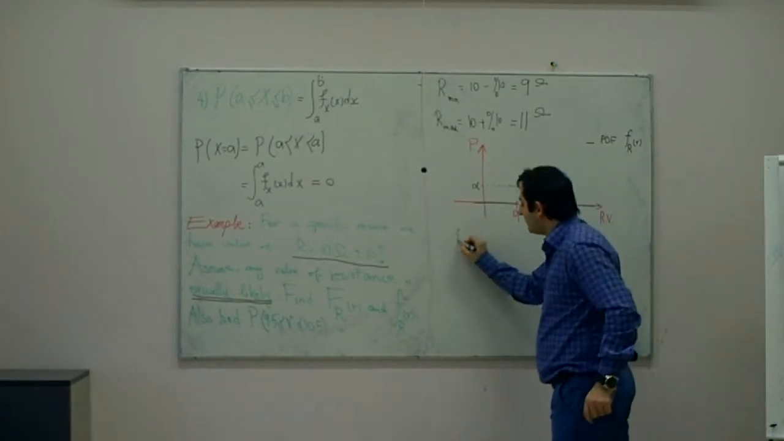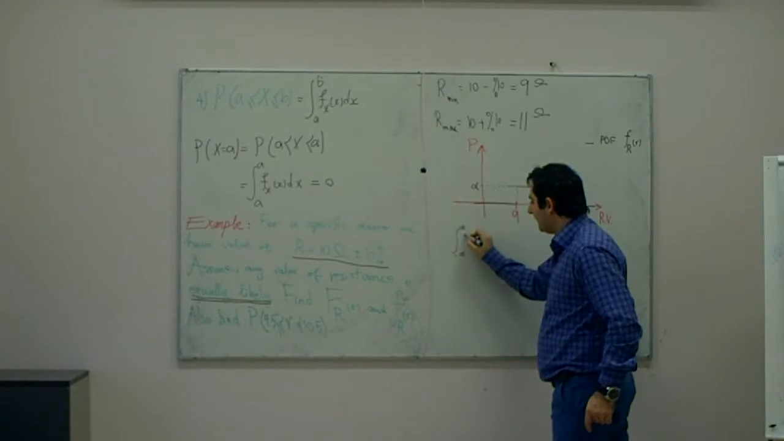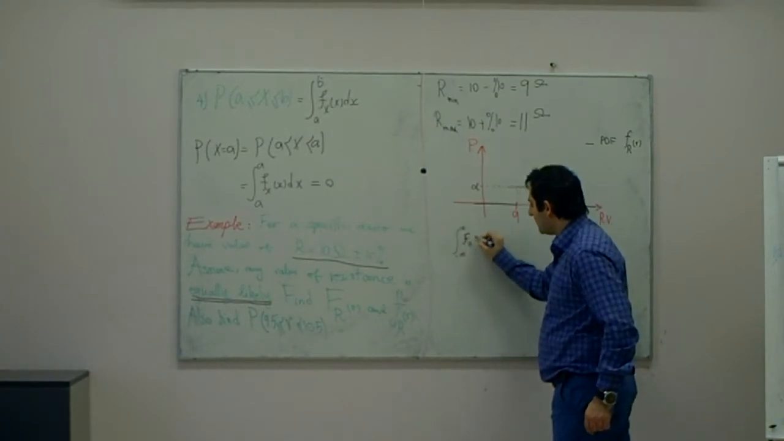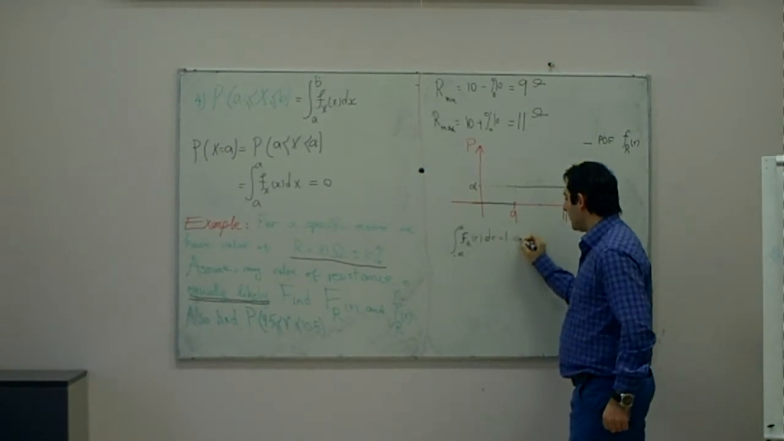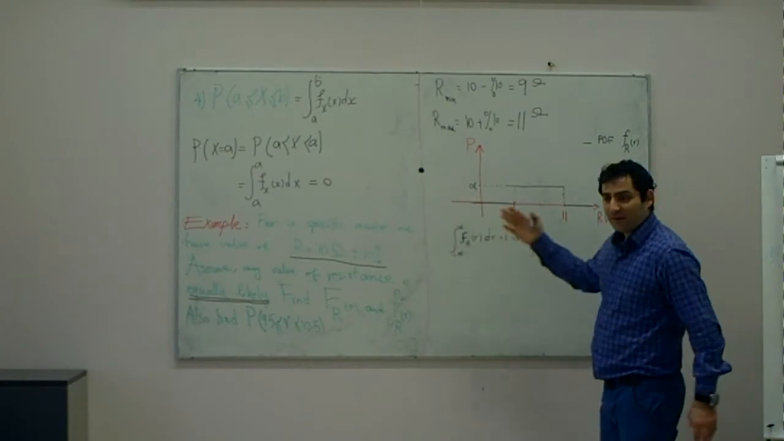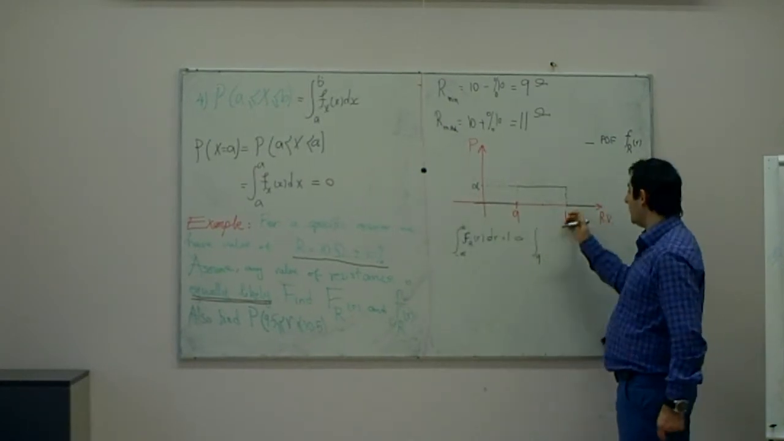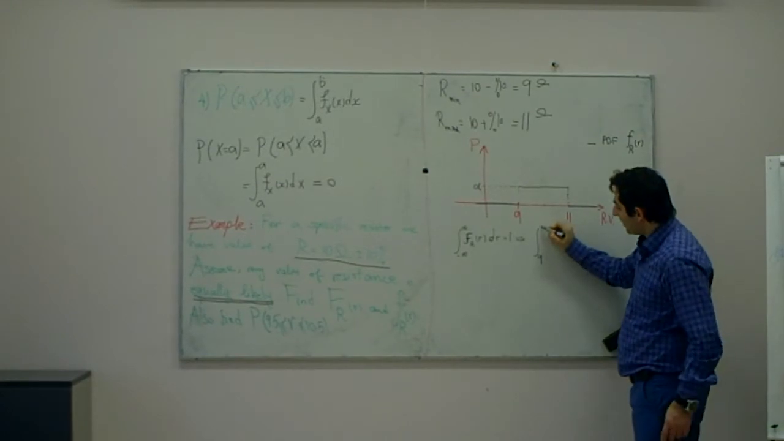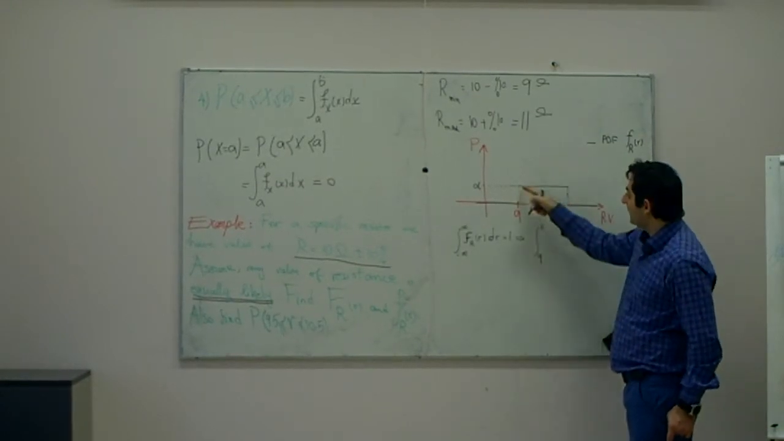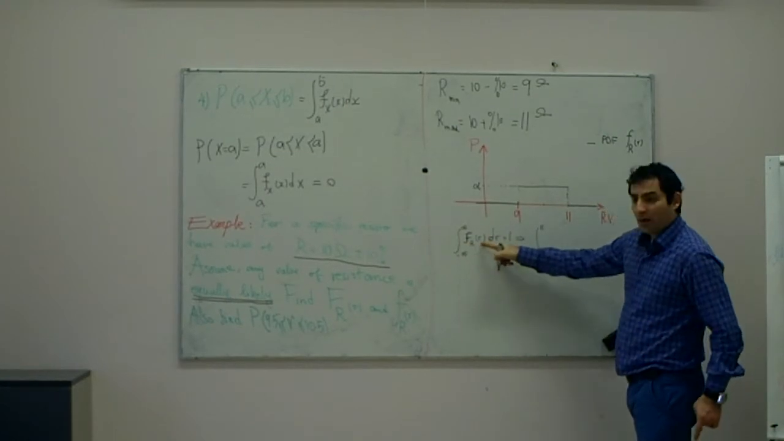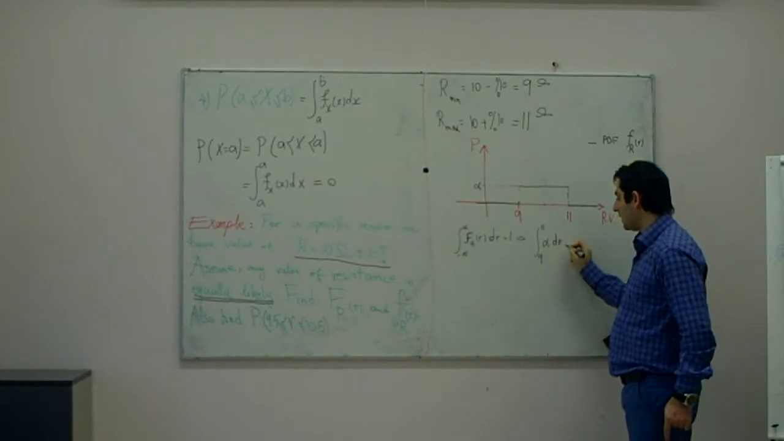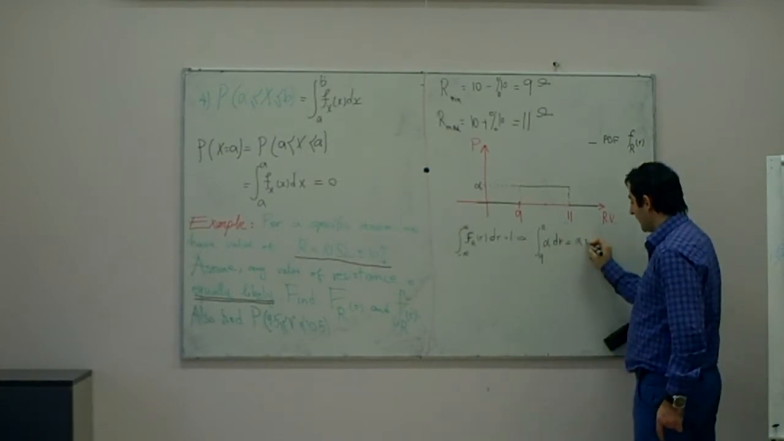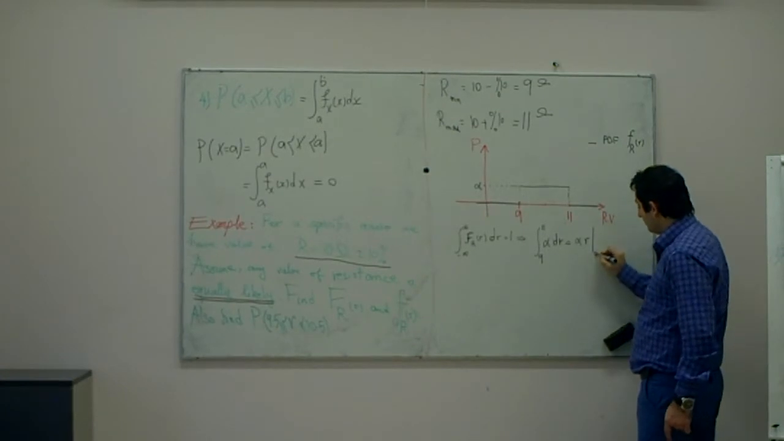Yes. The integral from minus infinity to infinity of lowercase f of r dr is 1. And we know that from minus infinity to 9 we don't have anything. From 11 to infinity we don't have anything, so it's the integral from 9 to 11 of what is the value of f(r) between 9 and 11? It's alpha dr, which will be alpha r from 9 to 11. This is equal to 1.